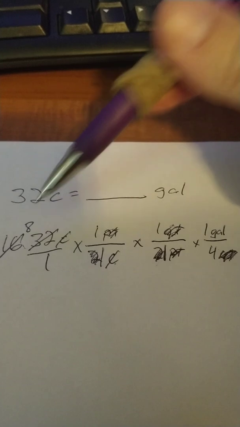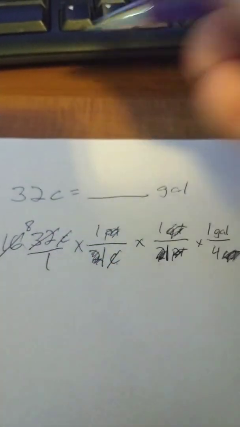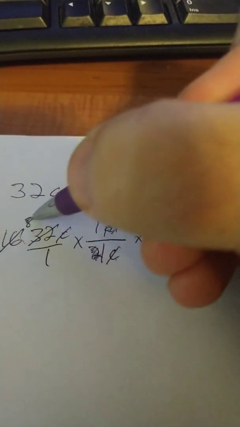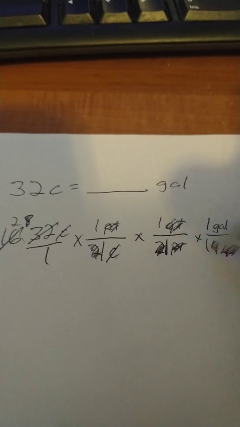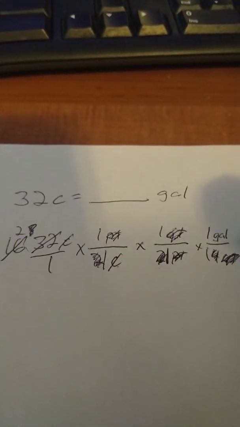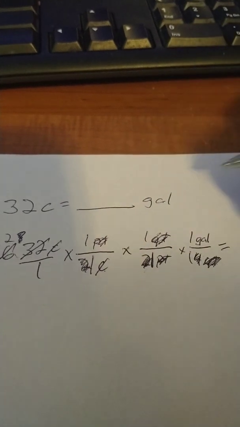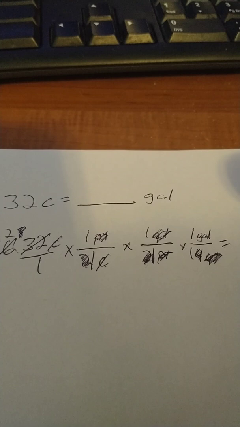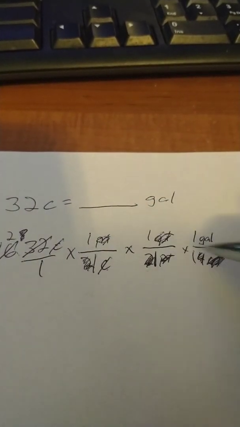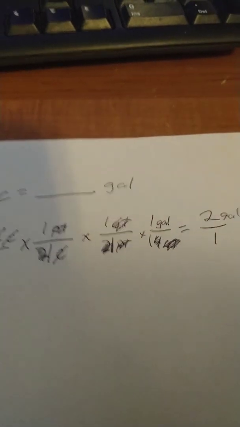Oh, I got an 8 over here and a 4 over here. I can cross cancel again. I can divide both of them by 4. 8 divided by 4 is 2. 4 divided by 4 is 1. And now I have the easiest math problem in the world. 2 times 1 times 1 times 1 is 2 gallons. 1 times 1 times 1 times 1 is 1. My answer is 2 gallons.